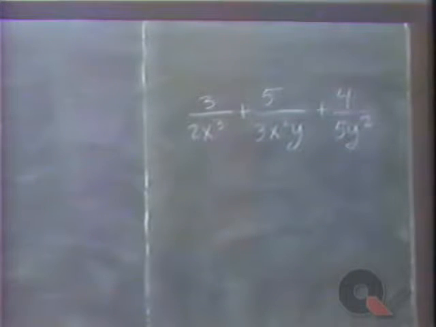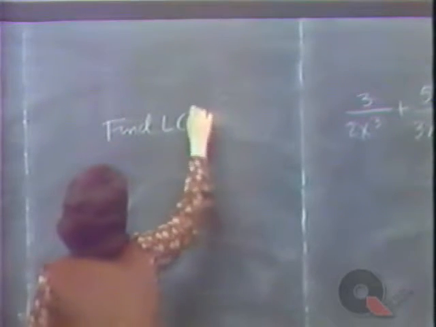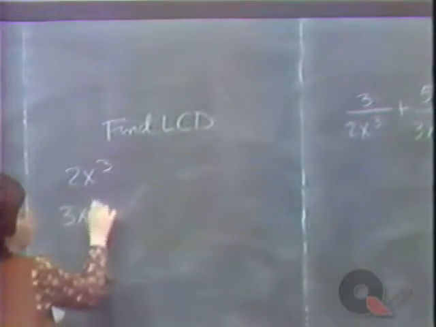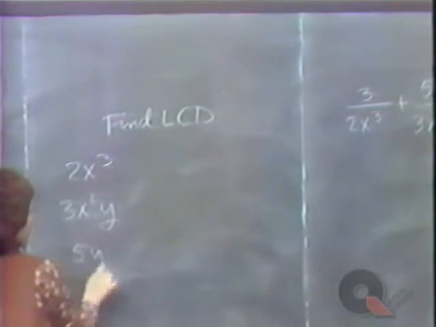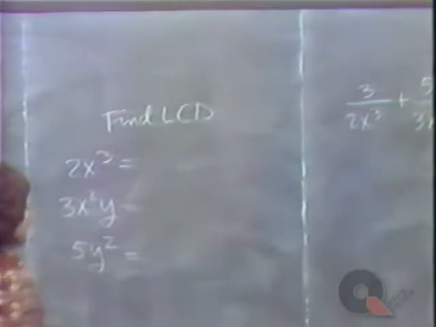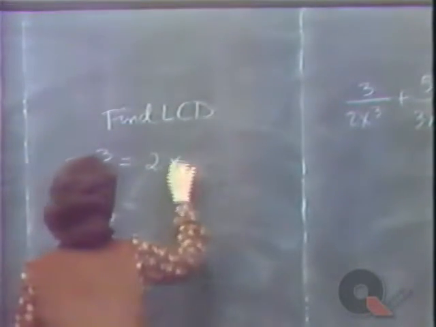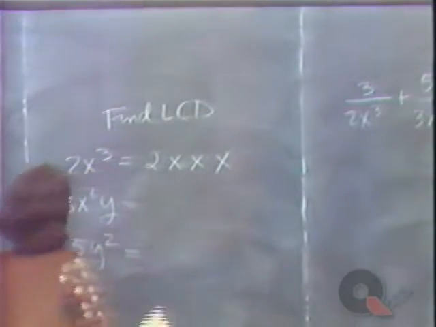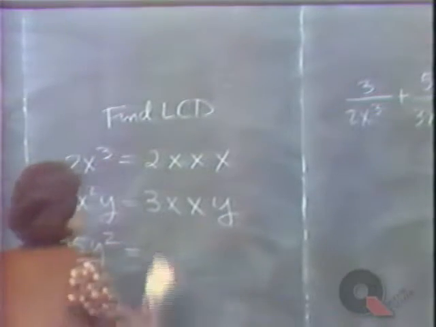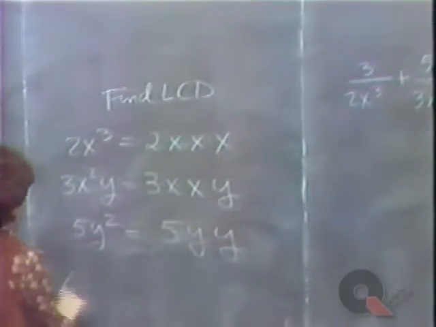First, we're going to have to find the LCD for the 2x cubed, 3x squared y, and 5y squared. We'll factor everything as far down as it goes. 2x cubed is 2x, x, x. 3x squared y, 3x, x, y. 5y squared, 5 times y times y.